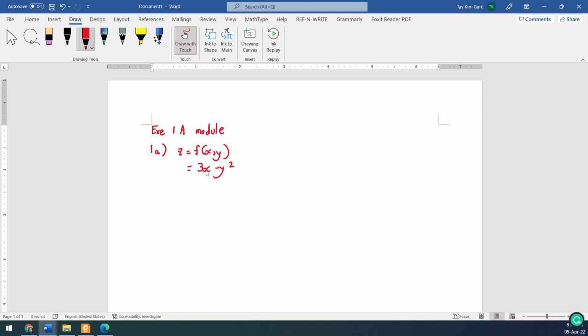So how do we determine the domain? Here, 3 times x. You see x can take a positive value, zero, or a negative value. So x is actually a real number. Do you understand what a real number is or not? Anyone? No? Real number.